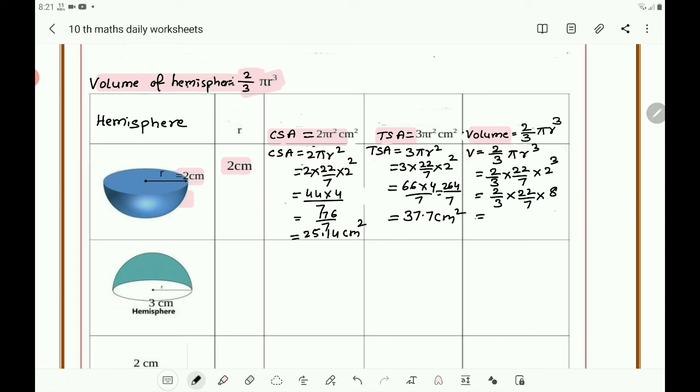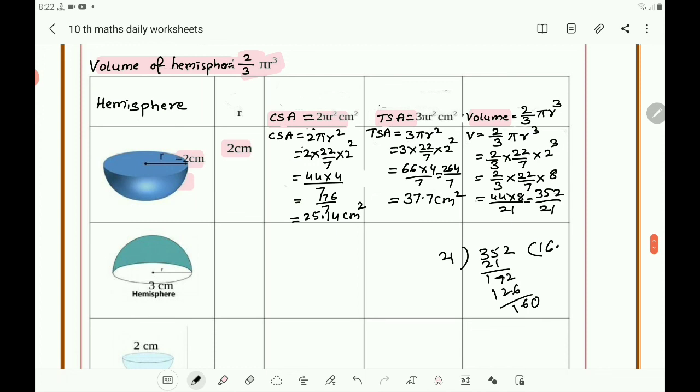44 into 8 by 21, you will get 8 4s are 32, 8 4s are 32 plus 3, 35 by 21. Next you take 352 by 21, 21 1s are 21, 5 minus 1 is 4, 1 4, 2 you take. Then 7s becomes more, so you take 6. Then it is 6 1s are 6, 6 2s are 12. Here you will get 16, 1 0. Then you can take point here.